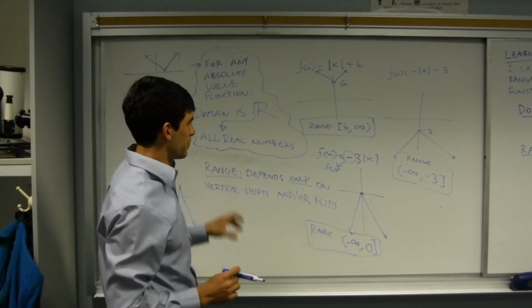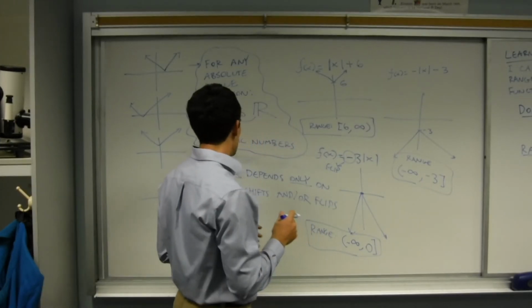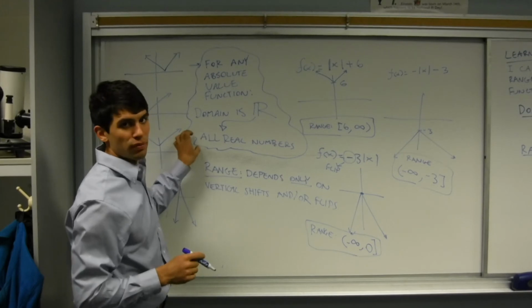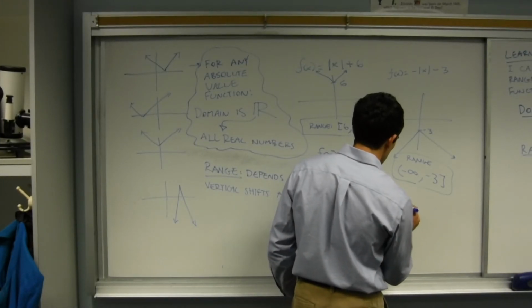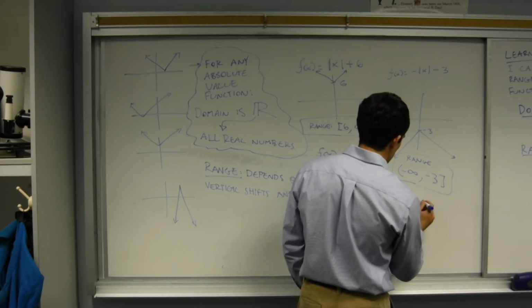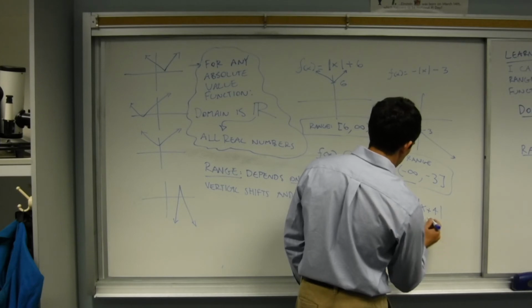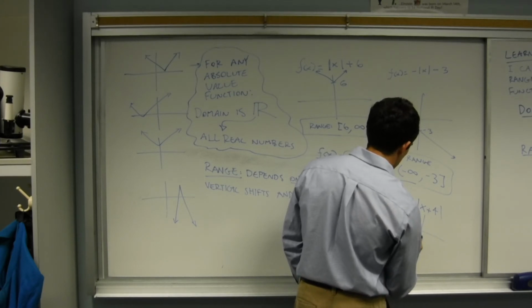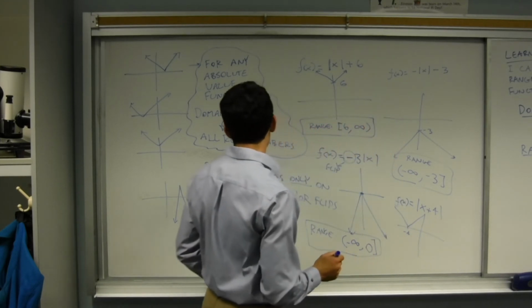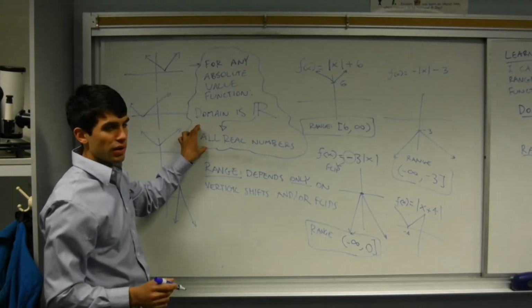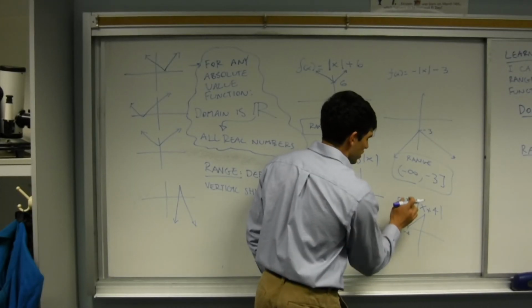And another thing to keep in mind is that horizontal shifts do not change either the domain or the range. Because if we have, say, f of x is equal to absolute value of x plus 4, that's just going to move our absolute value function to the left 4 units. And we can see our domain is still going to be all real numbers, and our range is still going to just go from 0 to positive infinity.